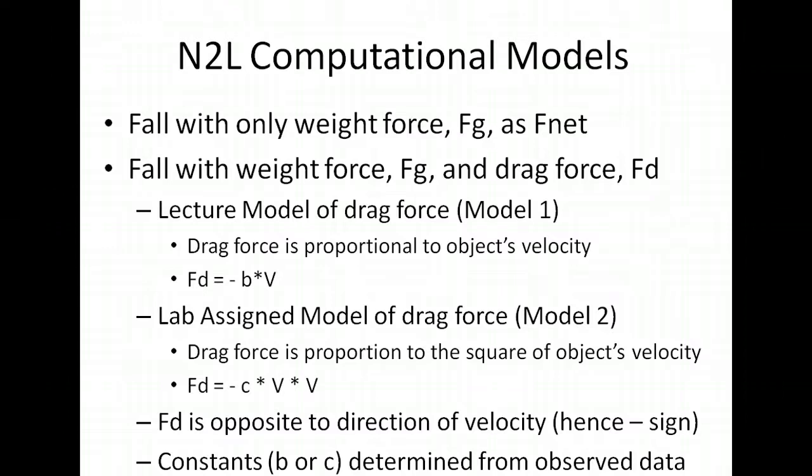Three computational models are shown in this lab. Free fall with only Fg and no drag force. Model 1 from the lecture: the drag force is proportional to the object's velocity. Model 2, assigned in the lab: the drag force is proportional to the square of the object's velocity. Fd is opposite to the direction of velocity, hence the minus sign in the constants b and c, which are determined from the observed data.